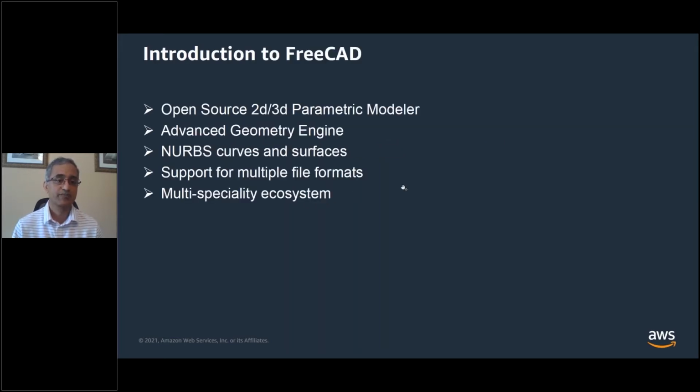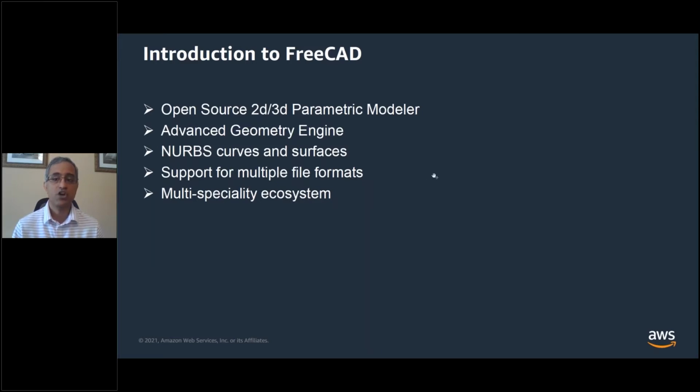Introduction to FreeCAD. FreeCAD is an open source parametric 2D/3D modeler. Parametric modeling allows you to easily modify your design by changing its parameters. FreeCAD features an advanced geometric engine based on OpenCascade technology. FreeCAD allows you to import and export models and many other kinds of data from your models, and it has a large and growing multi-speciality ecosystem.